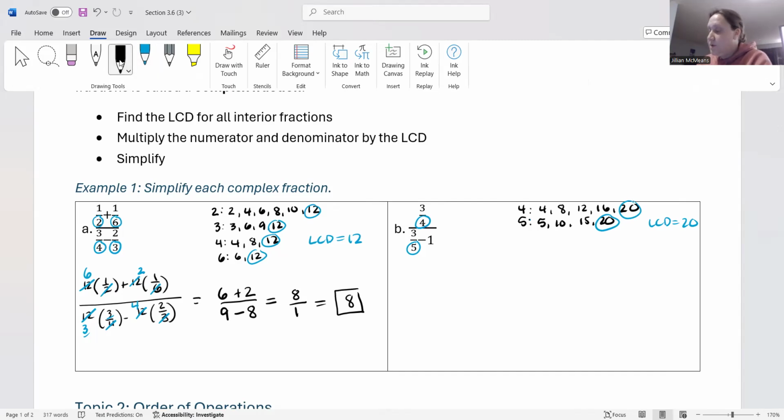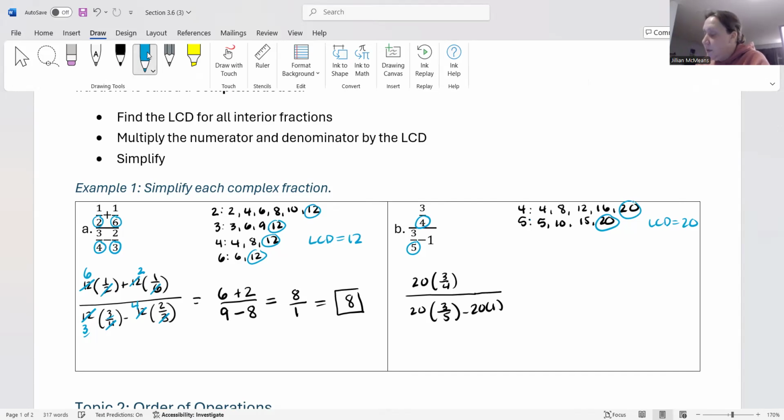Okay? So let's rewrite this. For my numerator, I'm going to take the LCD of 20 and multiply it by 3/4. For the denominator, I'm going to take 20 and multiply it by 3/5. And even though 1 is not a fraction, it still must be multiplied by the LCD. Otherwise, we're not multiplying all parts. So we're technically multiplying the numerator and the denominator, but when I multiply the denominator, I have to distribute it through. So both parts of the denominator have to get multiplied by the LCD. So I get minus 20 times 1.